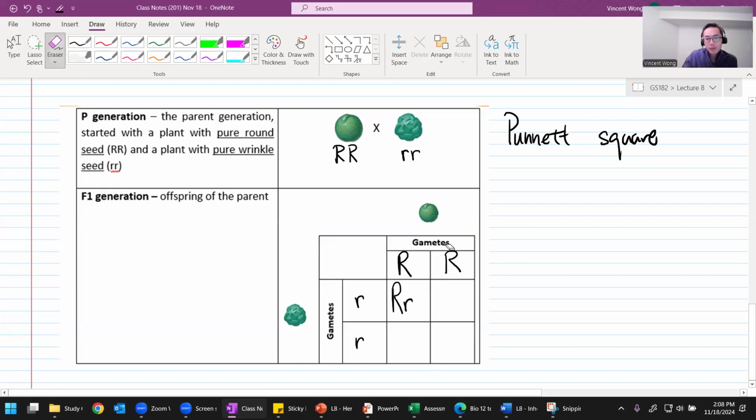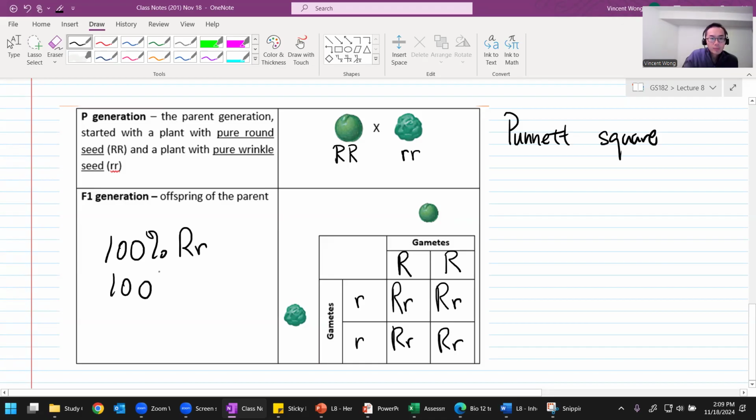And we can repeat the process here. Big R, small r, big R, small r, and then big R, small r. So the F1 generation is 100% big R, small r, which is 100% round.